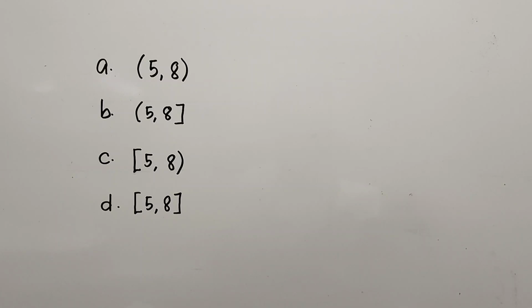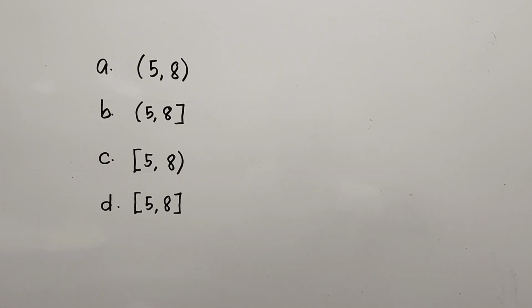The following sets are totally different from each other. They differ in the use of the parentheses and bracket. Take note that if we are using parentheses, that means such number is not included in the set. And if we are using a bracket, that number is included in the set. For given A, the given A is both parentheses. So therefore, this is a set of all numbers from 5 to 8, but 5 and 8 are not included in the set.